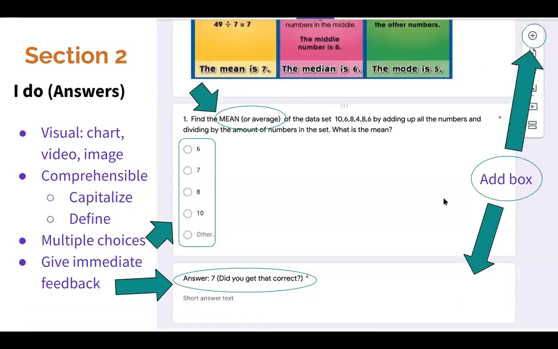Section 2, I think, is the most impactful because it's the part where you can change the Google form to make it more comprehensible for the ELLs. So like I said, the visual charts and videos and images can be embedded. And to make it comprehensible and draw the eye toward certain words, you can capitalize and add a meaning, like MEAN, find the mean, or average, give them a little hint of this data set.